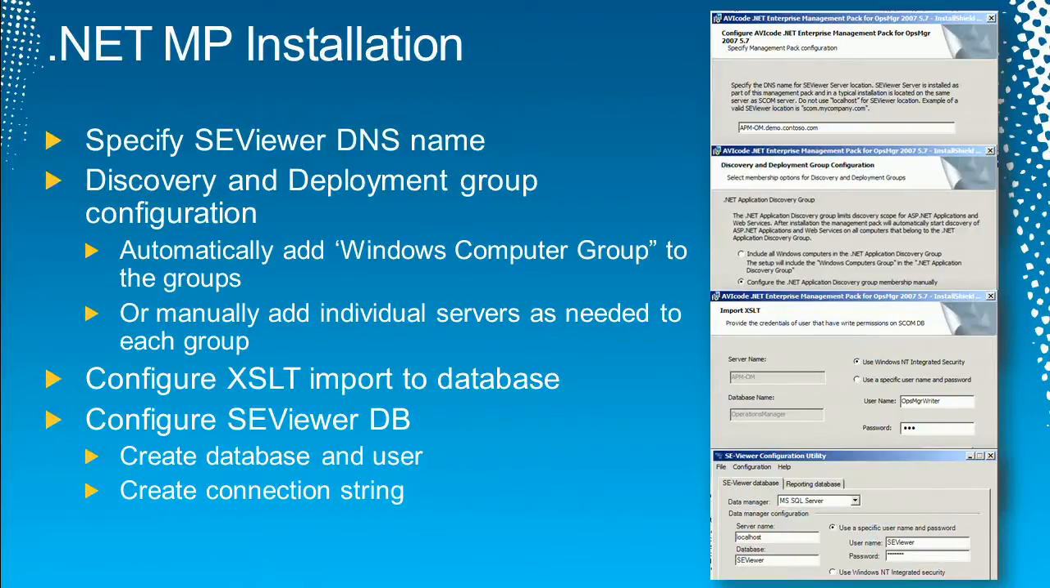Configure the XSLT files, or basically the files we're bringing into the database, and configure our SE database. It creates a database, creates a user, creates a connection string. I don't know if anyone used 5.7. One of the prerequisites was that it is an actual encrypted database connection string now, so it doesn't appear in the web.config file.